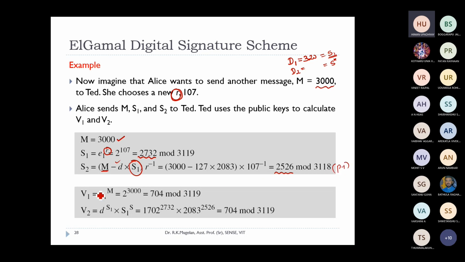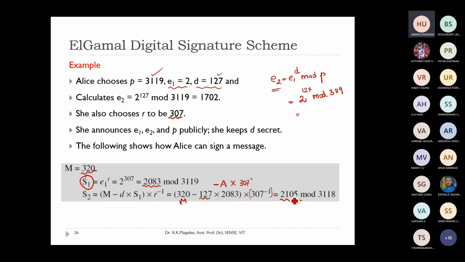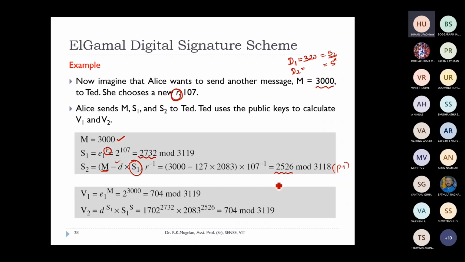Can you see there are two different signatures? Here I'm getting 2526 and 2732. Previously I got 2083 and 2105. Only the message and the random secret are varying here, and they created a verification value which matches. So as far as ElGamal is concerned, if you want to retransmit data to the same receiver, only change the value of R alone. No need to generate the values of E1, E2 again.